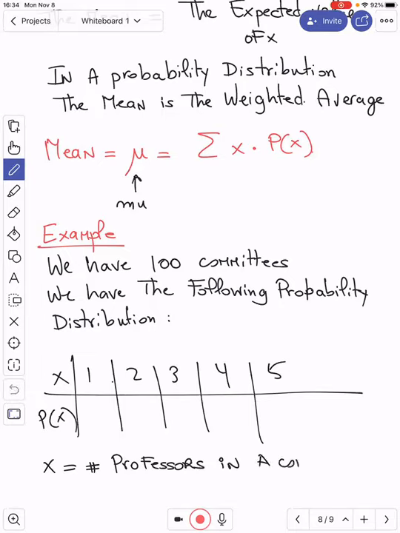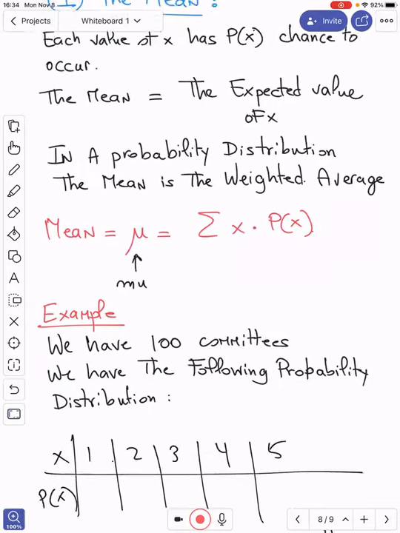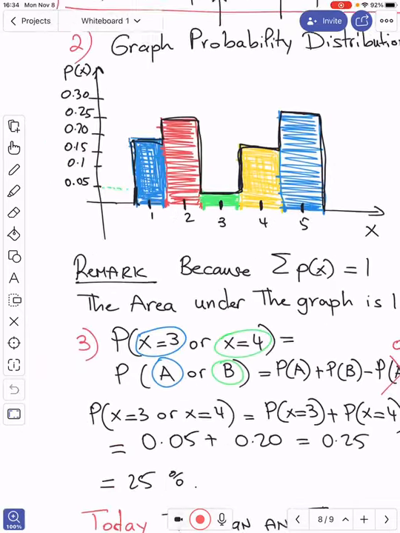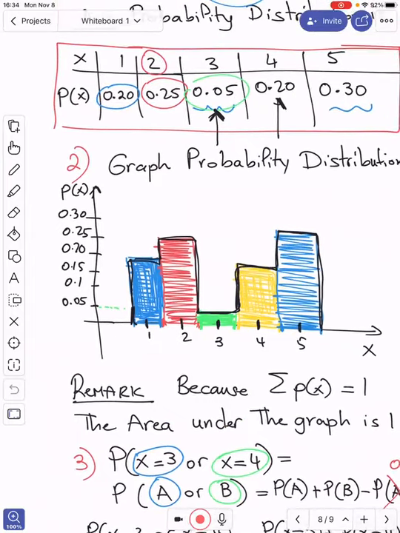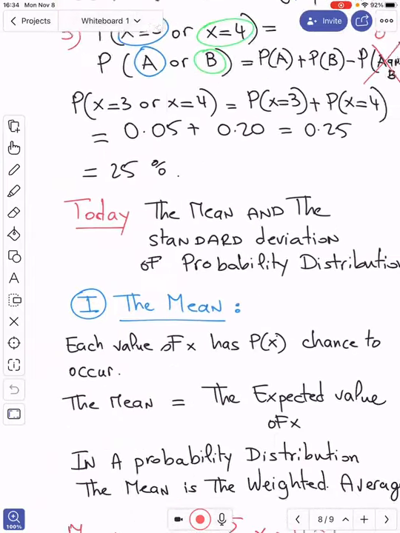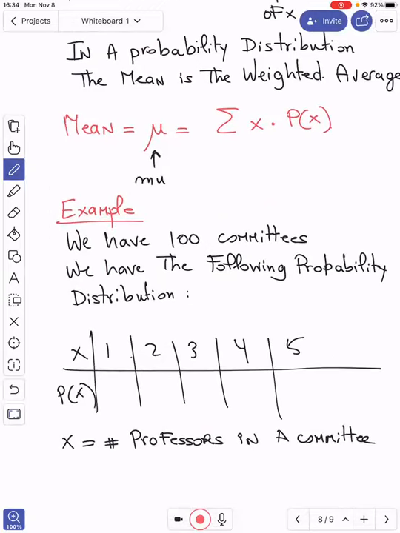So we had, I think, for 1, we have 0.20, then 0.25, and then we have 0.05. And then I think here we have 0.20 and then 0.30, if I'm not mistaken.